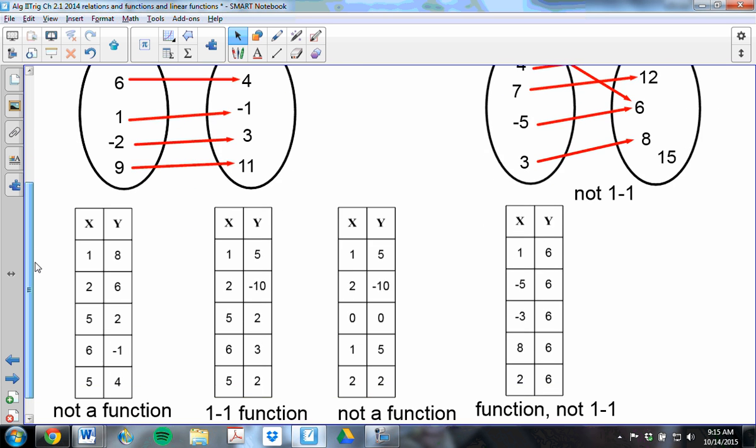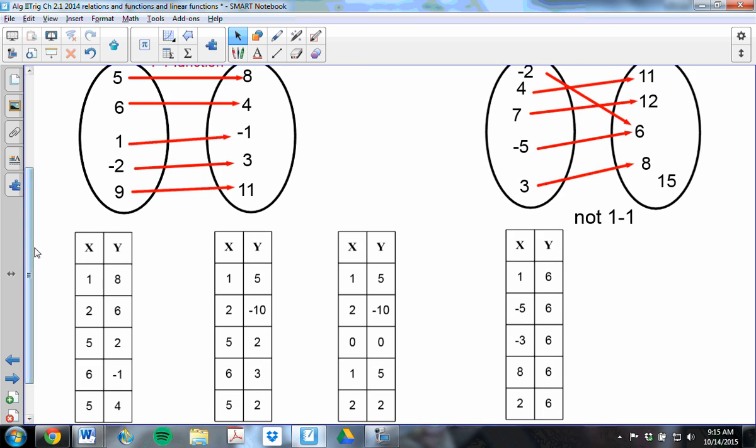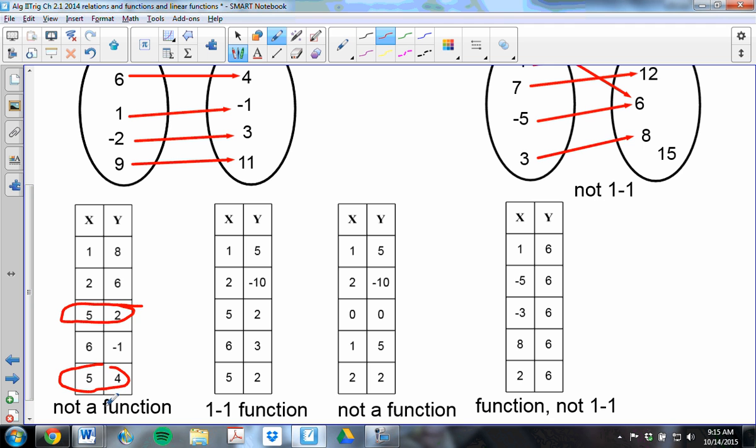With that in mind, pause for a second, look these over and determine if these are one-to-one functions or not one-to-one functions. Here 1 goes to 8, 2 goes to 6, 5 goes to 2, 6 goes to -1, and 5 goes to 4. Since 5 is going to 2 and 5 is going to 4, this can't be a function at all. If it's not a function, it can't be a one-to-one function.